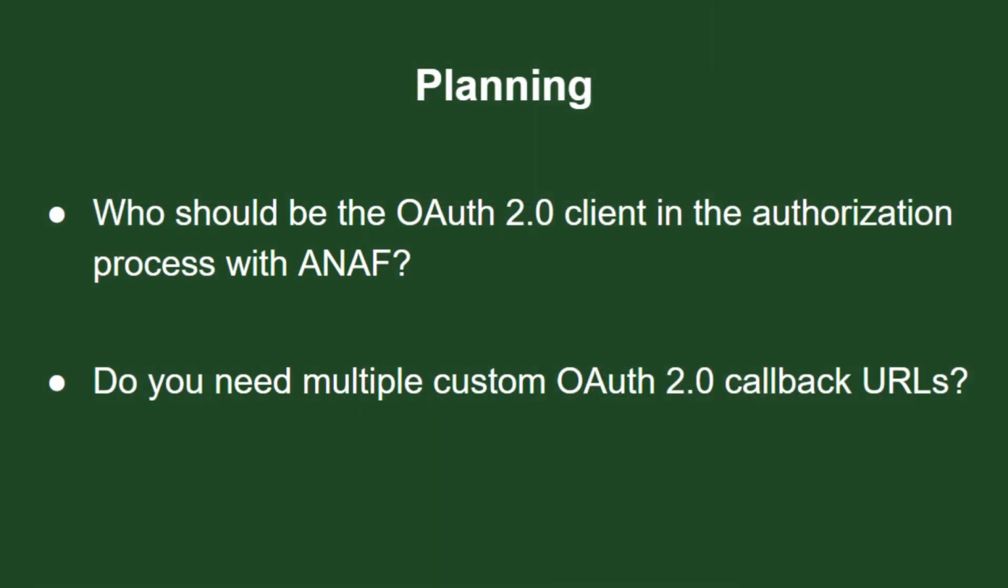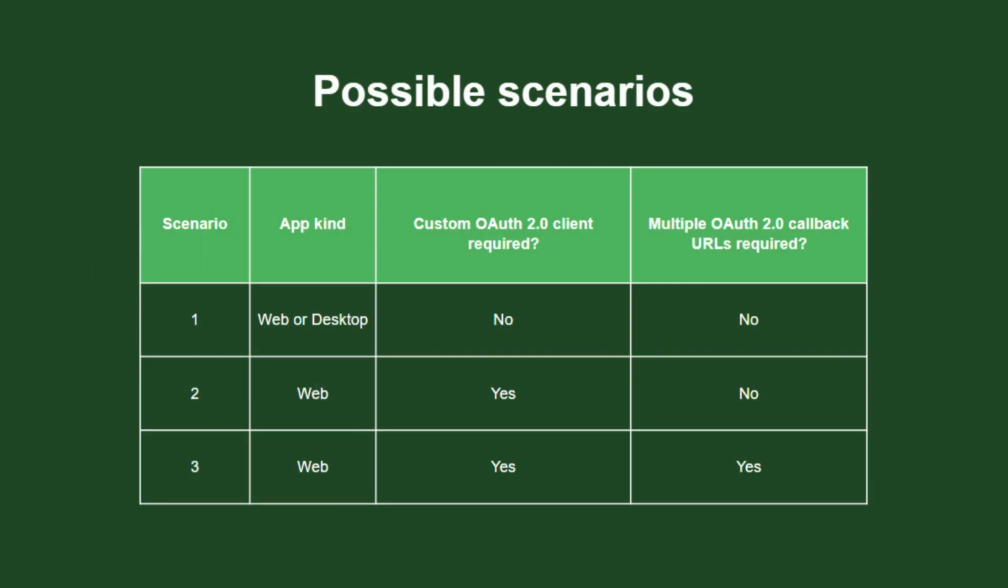Do you need multiple OAuth 2.0 callback URLs for your application? You might need several OAuth 2.0 callback URLs if your application is hosted on multiple internet domains, or if you are in the process of migrating from one domain to another. Depending on how you answered the questions mentioned before, the following scenarios are possible. Scenario 1 involves the least amount of configuration but is not so flexible. For desktop applications, this is the only possible scenario. Scenarios 2 and 3 can be implemented only for web applications. They provide most flexibility but require more configuration steps.